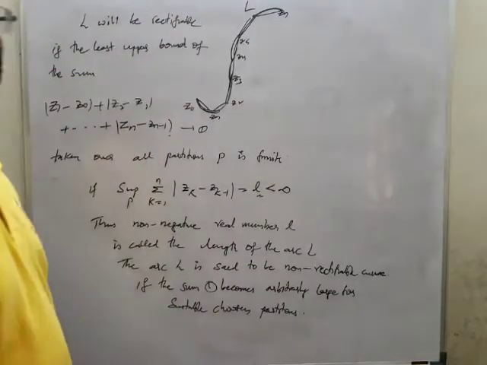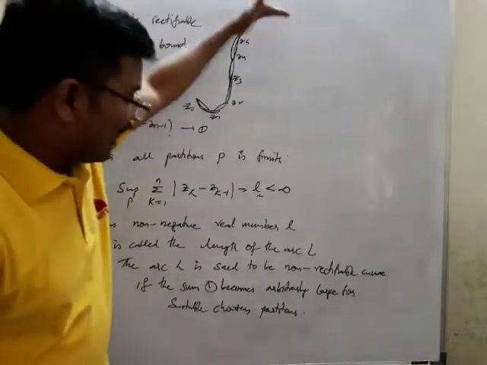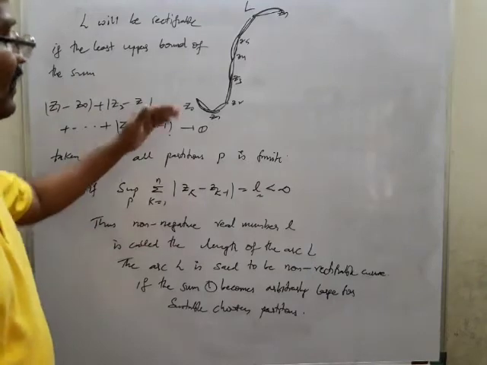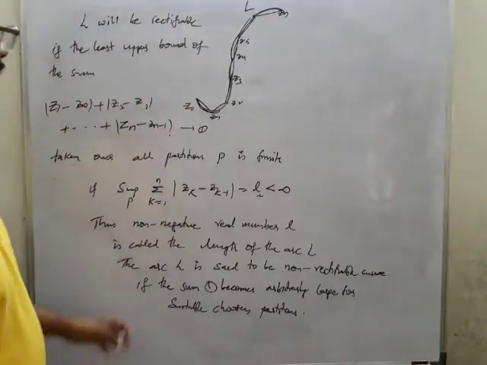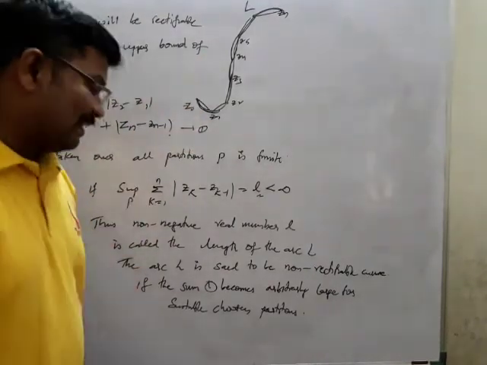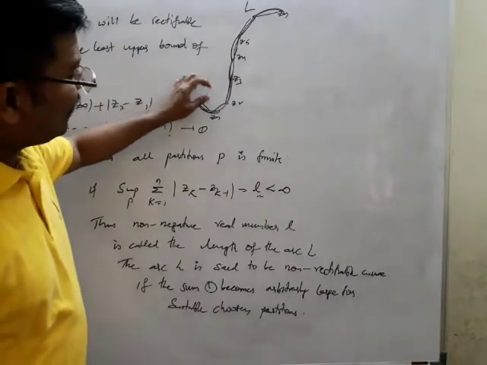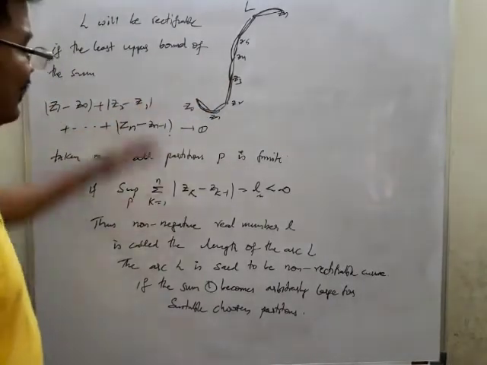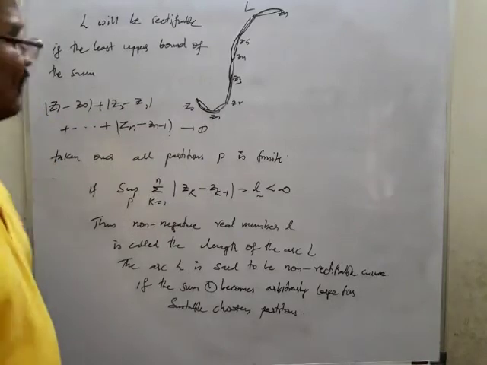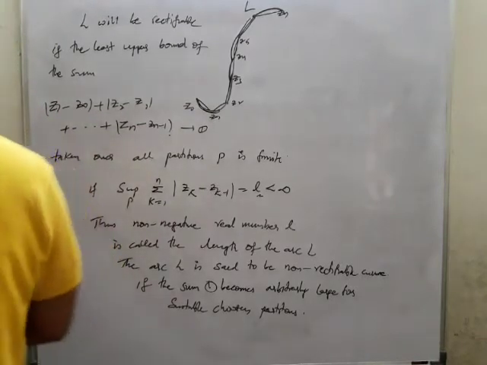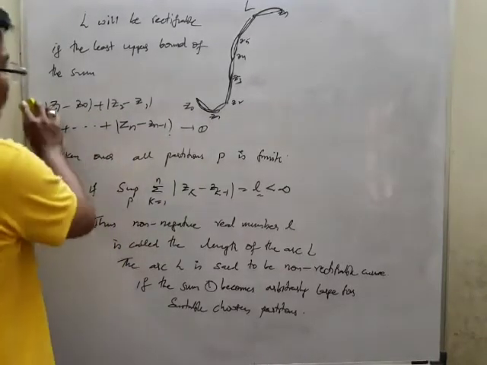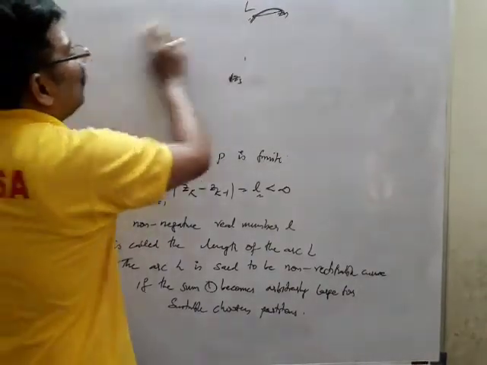That L is called the length of this arc. A non-rectifiable curve is one where the sum is chosen large for a particular partition. These are all called rectifiable arcs. From these rectifiable arcs, we are able to deduce one concept called a contour.